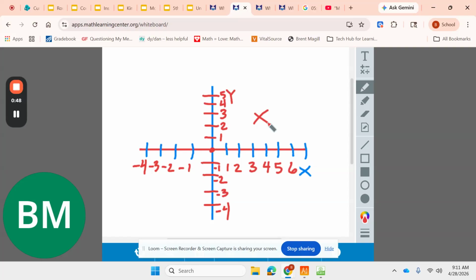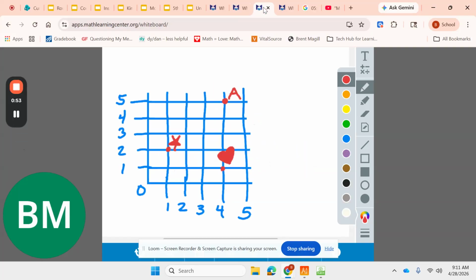Now, this coordinate grid is used to help us locate things a little bit more precisely. Sometimes this is helpful, for instance, on a map. We can also use this to graph different pieces of data or information. But to begin with, let's look at trying to identify different places on the coordinate grid.